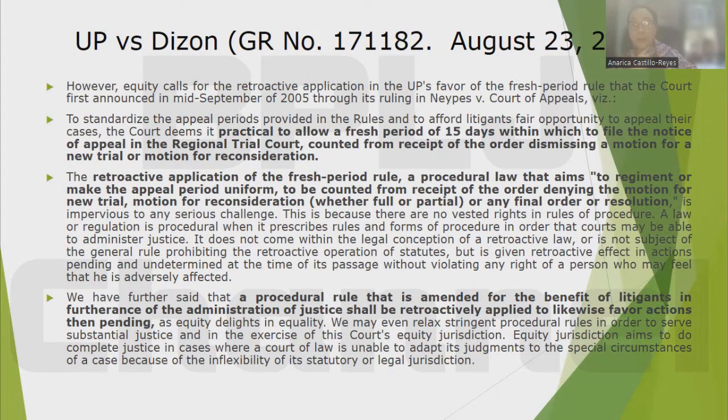According to UP versus Dixon, the Supreme Court held the retroactive application of the fresh period rule, a procedural law that aims to regiment or make the appeal period uniform, to be counted from receipt of the order denying the motion for new trial or motion for reconsideration, where any final order or resolution is impervious to any serious challenge. This is because there are no vested rights in the rules of procedure. A procedural rule that is amended for the benefit of litigants in furtherance of the administration of justice shall be retroactively applied to likewise favor actions then pending.